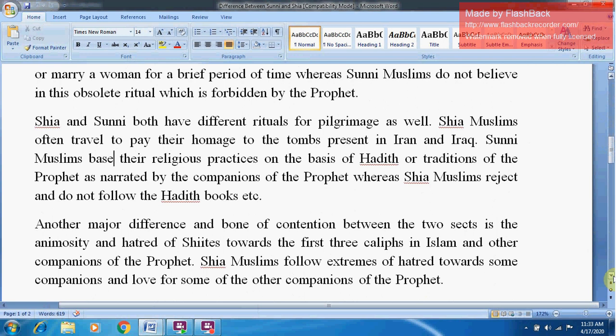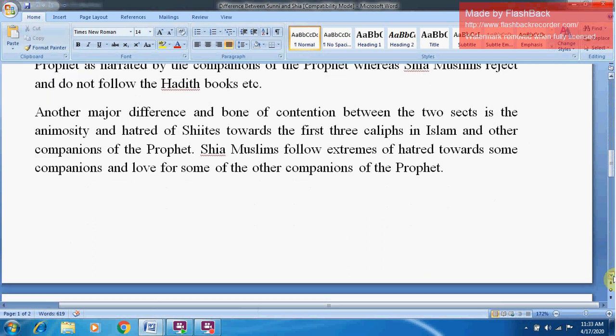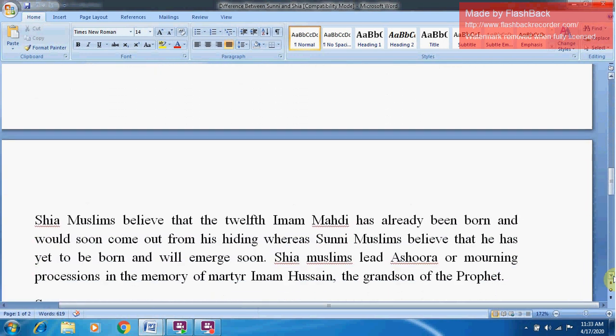Another major difference and bone of contention between the two sects is the animosity and hatred of the Shiites towards the first three Khalifas in Islam and other companions of the Prophet. Shia Muslims follow extremes of hatred towards some companions and love for some other companions of the Prophet.